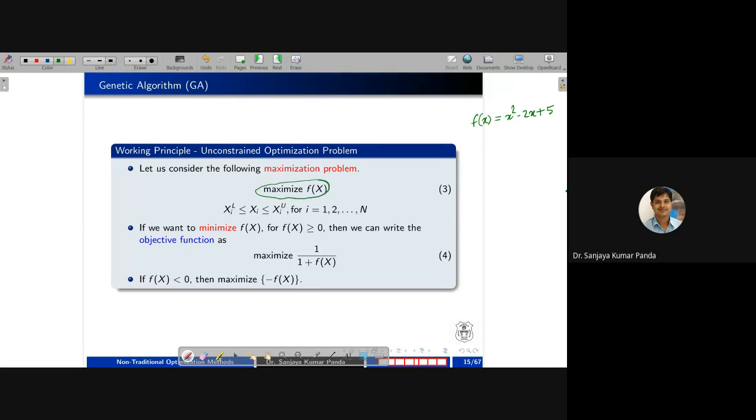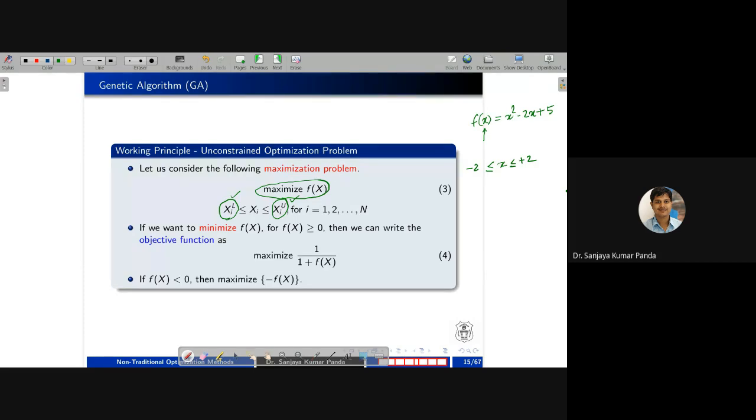And the value of this particular x is within the limit of xiL to xiU. This is the lower limit and this is the upper limit. L stands for lower limit, u stands for upper limit. Like we sometimes say that the x value lies in the range of -2 to +2. Right? Now, suppose you are given a maximization problem.